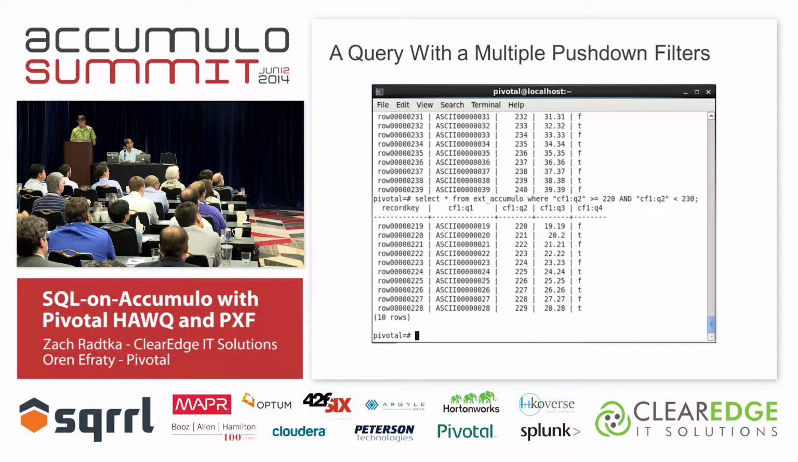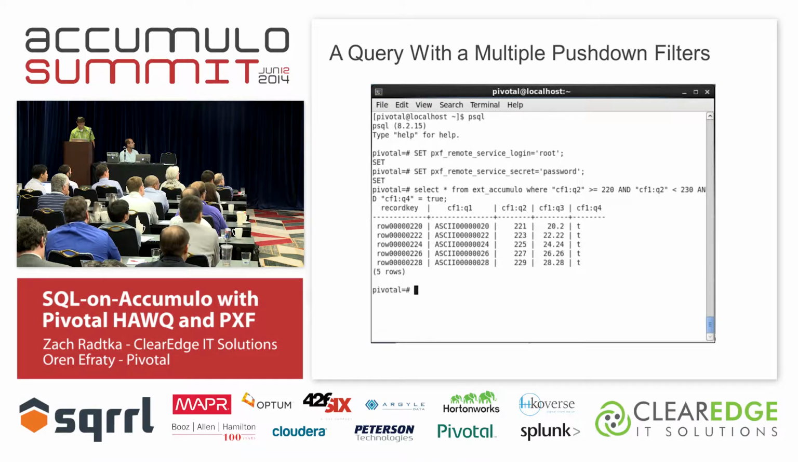Our next query that we have here uses multiple pushdown filters, right, not just a single pushdown filter. So if we see what we're actually querying here, we're making sure CF1Q2 is greater than or equal to 220, and CF1Q2 is less than 230, and the last column, CF1Q4, is equal to true, since it's a Boolean. So when we run this, we only get a few results back. Let me make this a little bit bigger. Yeah, so we can see all the results that we got back here, right? We were less than or equal to 220.